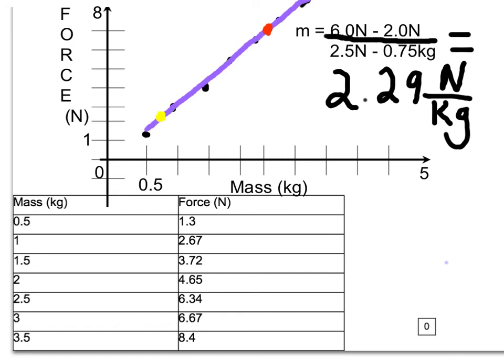Notice that I included units on my slope, newtons per kilogram. On the last one, centimeters and centimeters cancel, but here they did not, and units don't just go by themselves, so slopes often have units. Important thing to remember.